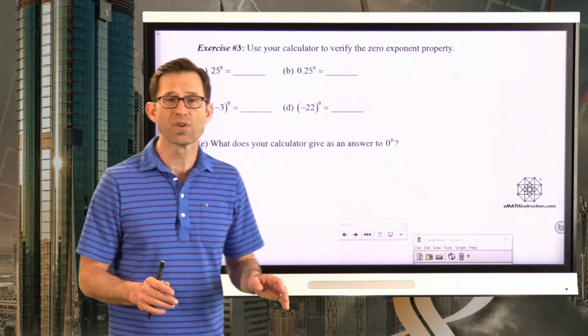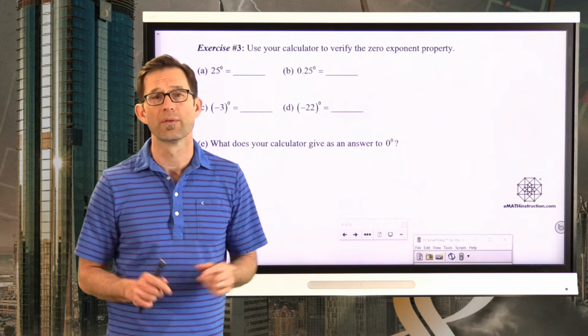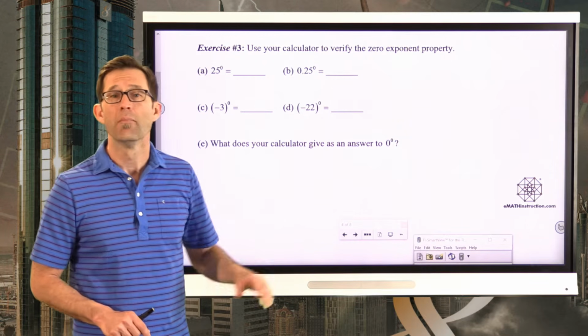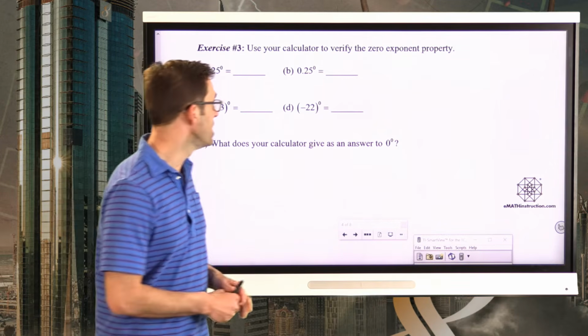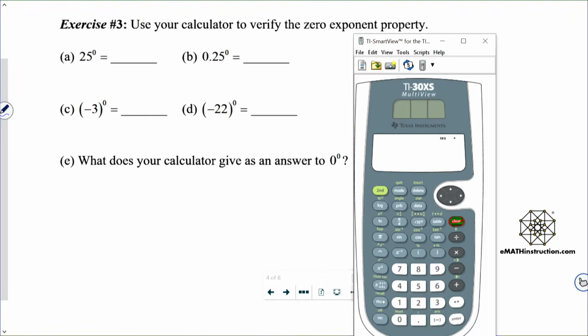Now notice, as always, when I have negative numbers raised to an exponent, it's really important that they're enclosed in parentheses, not just on my paper, but also on my calculator. So let's take a look at one of these together. Let me bring my calculator up and let's take a look at 25 raised to the 0. I'll use that caret button for the exponent. Raised to the 0, enter, is equal to 1.